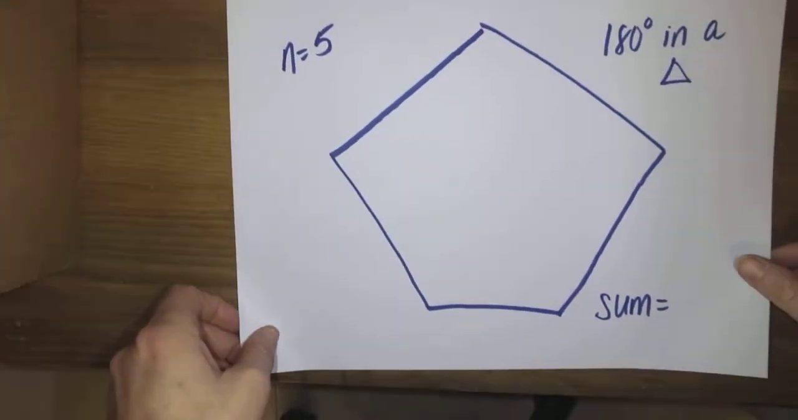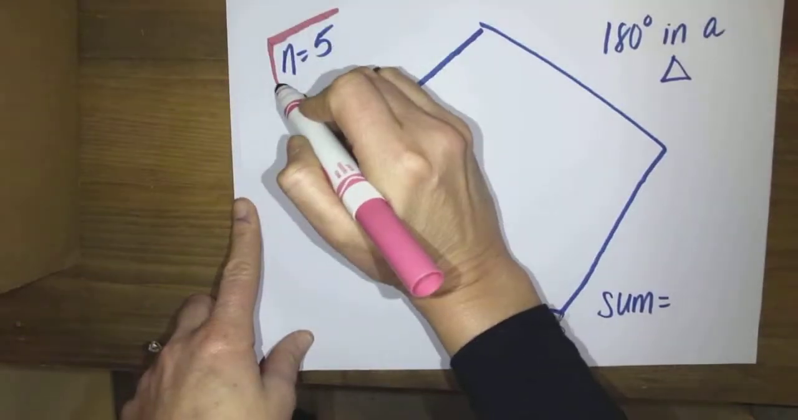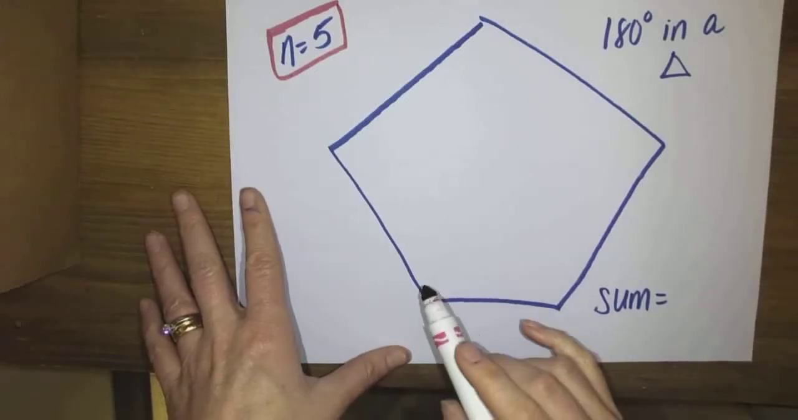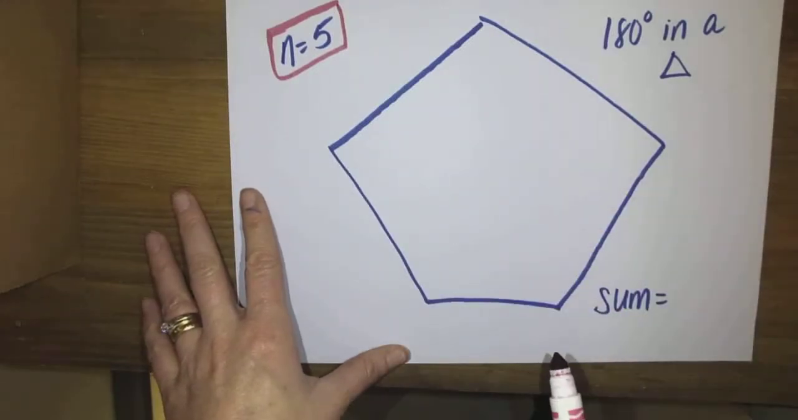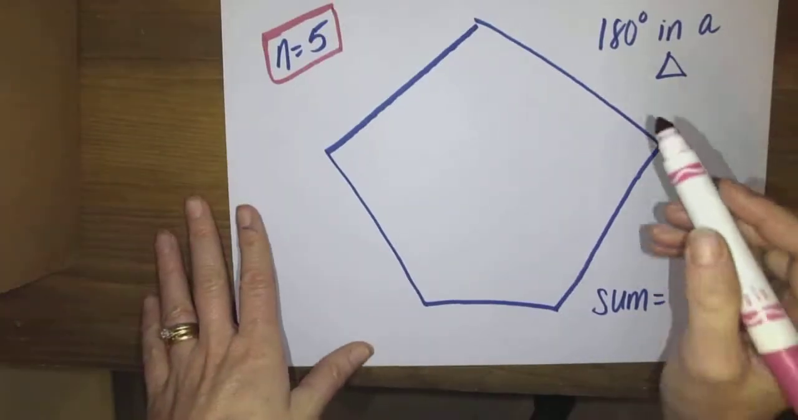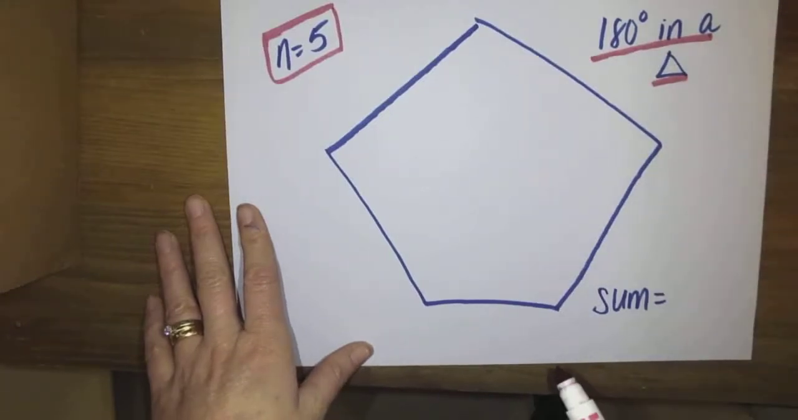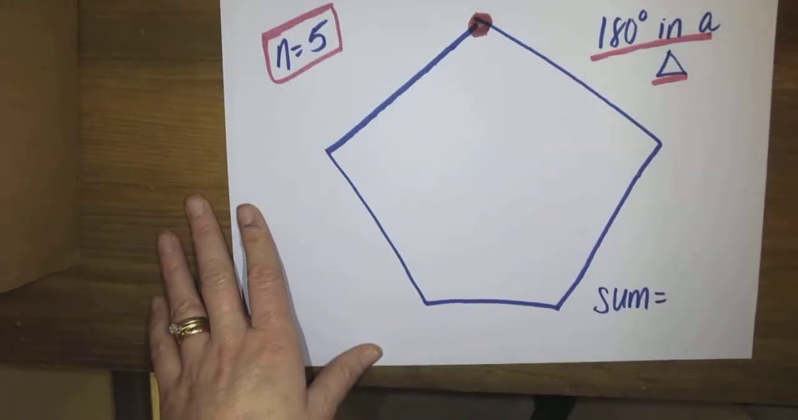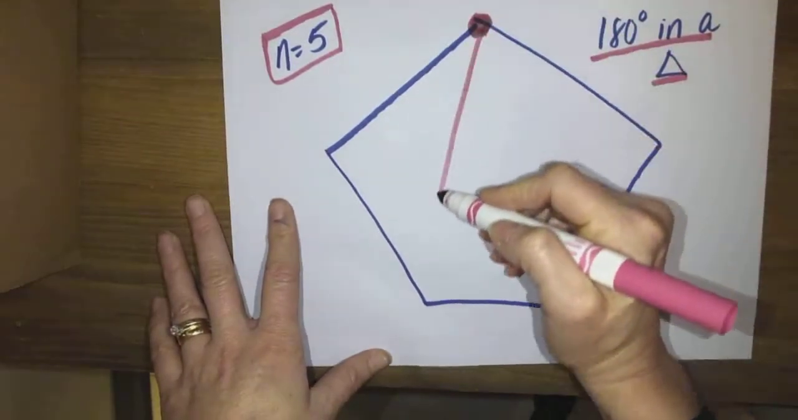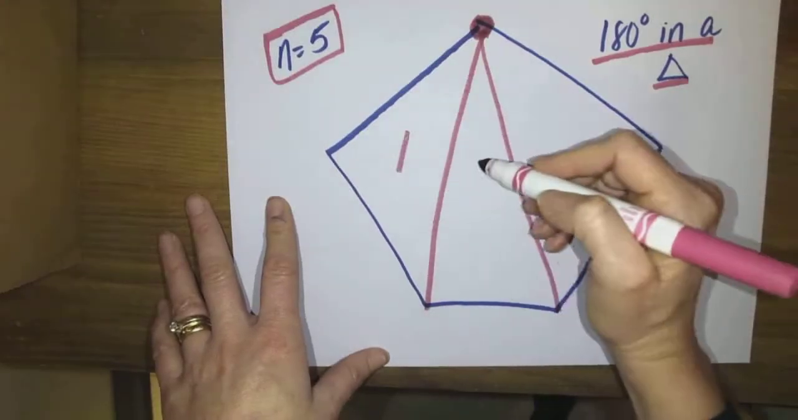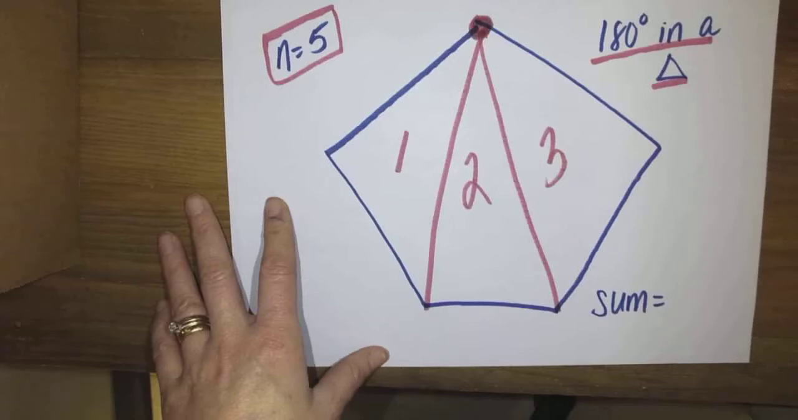Next, this is a pentagon. It has 5 sides, so the number of sides is 5. If you ever need to find out what its 5 angles add up to in a convex polygon, meaning no cave-ins, not necessarily regular, what I do is use this fact that there's 180 degrees in a triangle. Pick one vertex and draw all the diagonals from that one vertex. What it does is it divides the shape into triangles when you do that. This 5-sided shape ends up having 3 triangles.